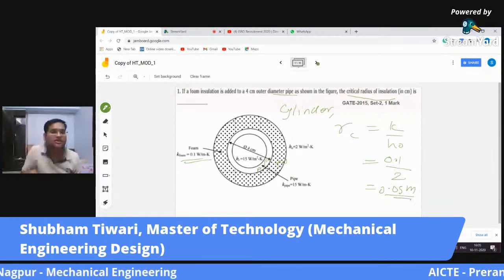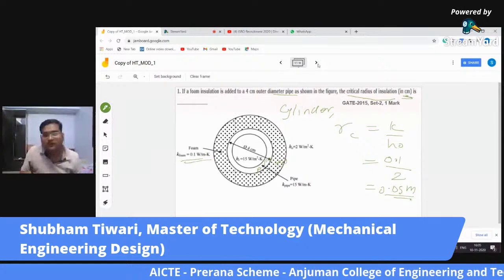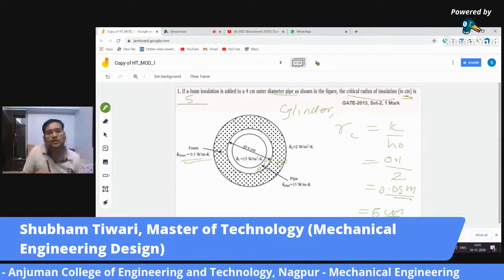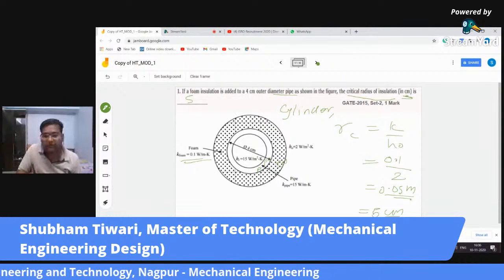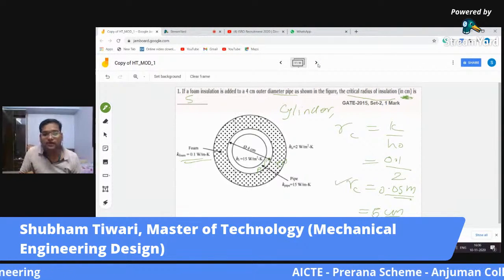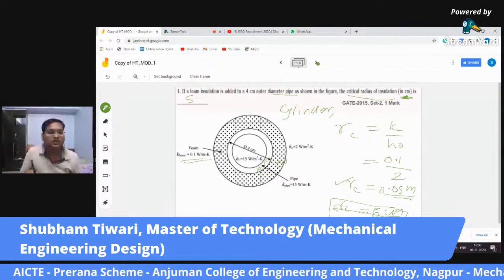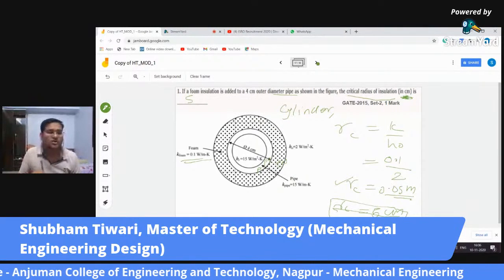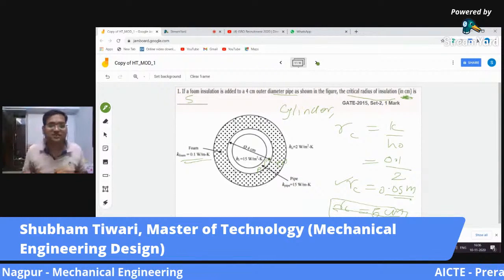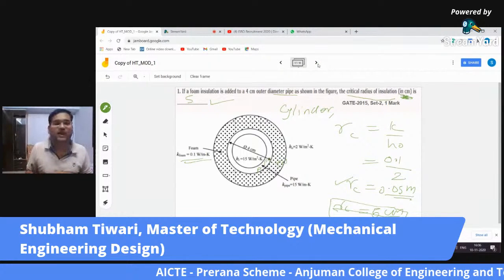But can we write 0.05 meter? No, that will be a wrong answer because they have asked it in centimeter. So it will come out to be 5 centimeter. The answer will be 5. Now remember this point, always focus on the units that they are asking. Sometimes even if you solve the question correctly but you put the wrong unit, your answer will be considered wrong because they give a certain range, and if your answer is not within that range, then it is supposed to be wrong. So keep this in mind.